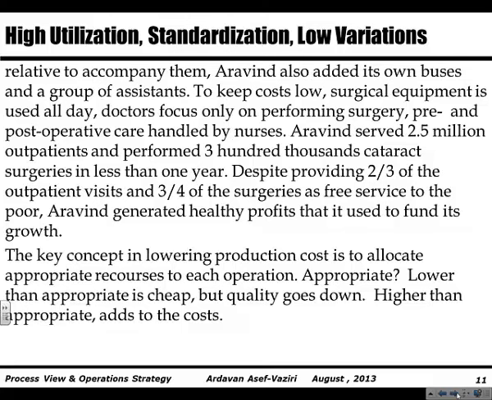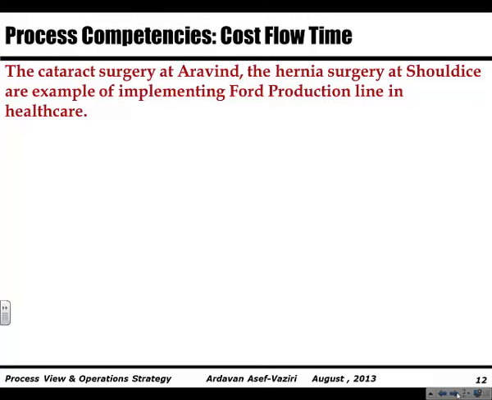Then, as I discussed, we need to increase utilization of all human and capital resources to close to 100%. And reduction in variability allows that increase in utilization, because as we will see later, in the presence of variability, we can never reach 100% utilization, or even close to 100% utilization. Standardization, reducing variability, high utilization, and allocating appropriate resources to each activity are key components of cost reduction. Cataract surgery at Aravind, hernia surgery at Shouldice are examples of implementing the Ford production line in healthcare. In the Ford production line, you design a huge machine targeted towards producing a specific product with narrow variations at the minimal possible cost.